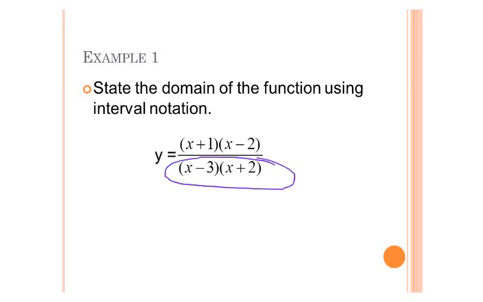To determine the domain of a function, we first want to determine what elements cannot be in the domain. And I do that here when I have a rational function. I do that by determining what elements would make the denominator be equal to 0. Because we do not want our denominator to be equal to 0. So x minus 3 cannot be equal to 0. That means x cannot be equal to 3.